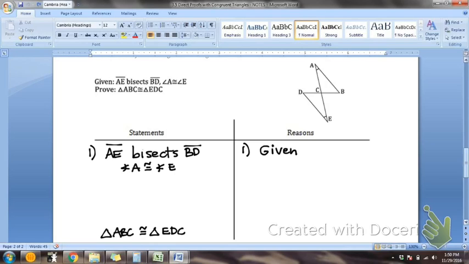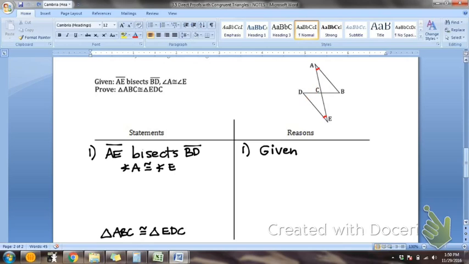Okay, they've already marked for us that angle A is congruent to angle E. You guys see that? They already marked that for us. And then it says that AE cuts through BD. So if AE cuts through BD, what do we know about DC and CB? What do we know about those two? They're congruent. Okay, so let's mark that.